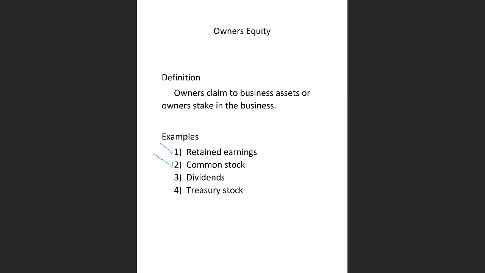We also have dividends, and dividends are the amount of money that is paid out to stockholders for a particular period. Dividends actually decrease owner's equity because it's equity that's being taken out of the business. And then there's treasury stock, which we will talk about a lot later in the course. Treasury stock is not common for many small or medium businesses.